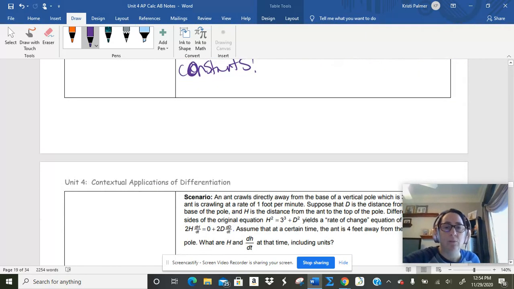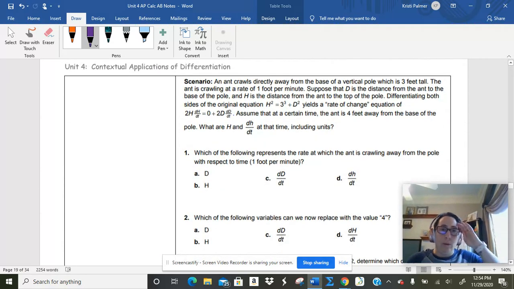Okay, the next thing we want to do is talk about what all of the variables are meaning with the derivatives. So we're going to be doing a lot of implicit. So here's a scenario. An ant crawls directly away from the base of a vertical pole, and that pole is 3 feet tall. And here's the little ant guy.